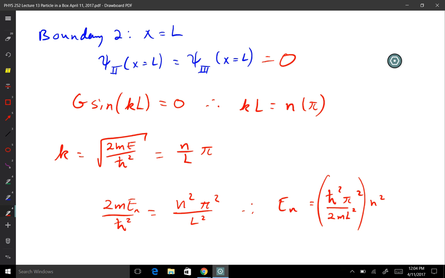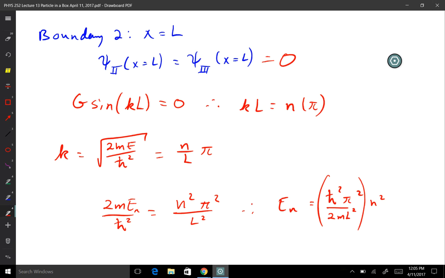So the minimum energy is with n equals 1, or then we can put n equals 2. It would be 4 times the energy. n equals 3, 9 times the ground state energy, and so on. So we've now calculated the energy states. There is still one thing left to do.